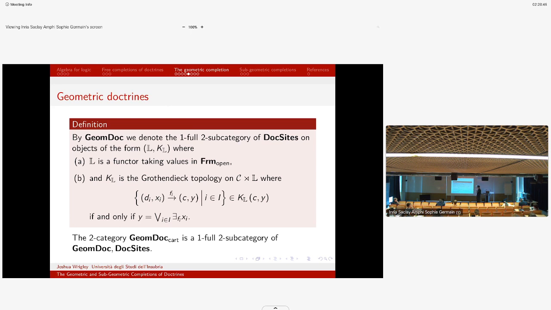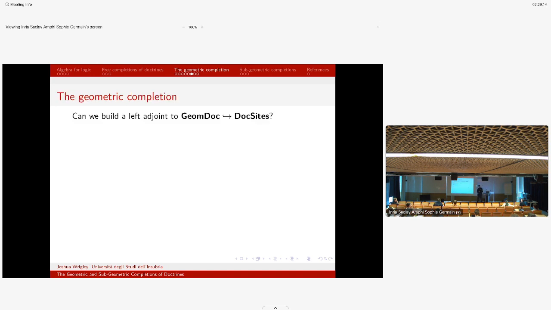And then we note that just like we had for coherent and existential doctrines and primary doctrines, my geometric doctrines over Cartesian base categories is the one-full 2-subcategory of geometric doctrines and also doctrinal sites on objects of the form geometric doctrine over a Cartesian base category with this topology. And now, rather than being a left adjoint to the inclusion of geometric doctrines into a weaker syntax, the geometric completion is going to be a left adjoint to the inclusion of geometric doctrines into doctrinal sites.